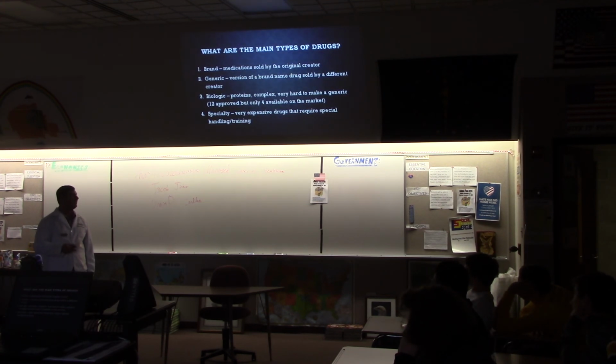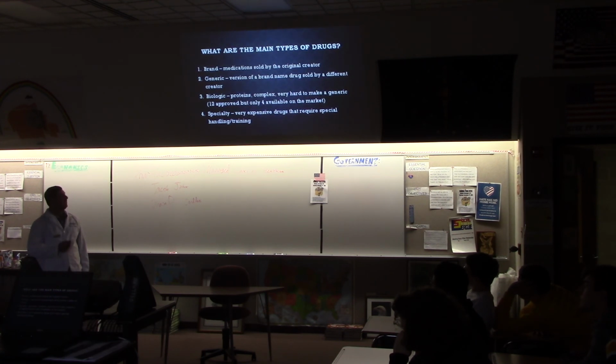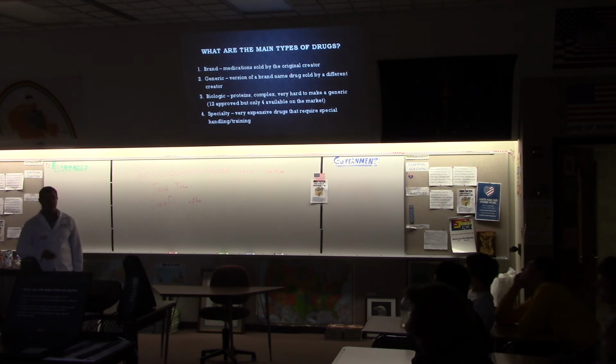But generics, there were 12 approved, right now there's 14. 2 of them, they have already said, we will not produce in the United States, we just want to get it approved. I don't know why. That's just the way it works. Specialty drugs are very expensive drugs that require special handling or training. These are uncommon.